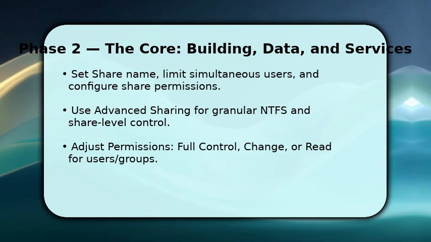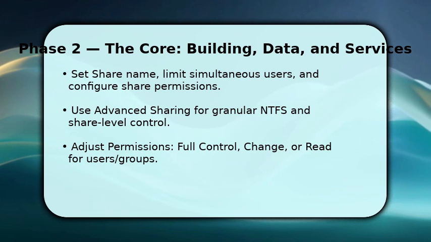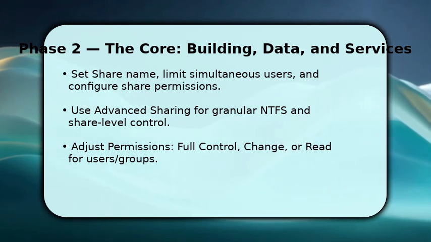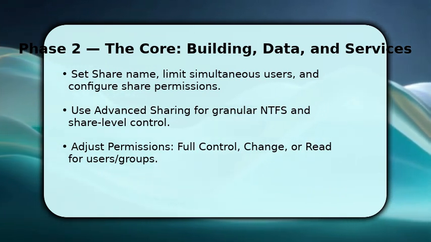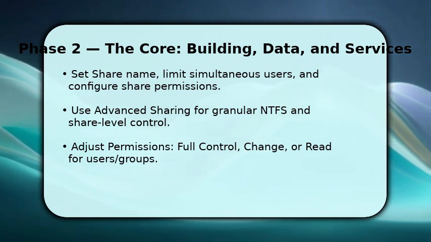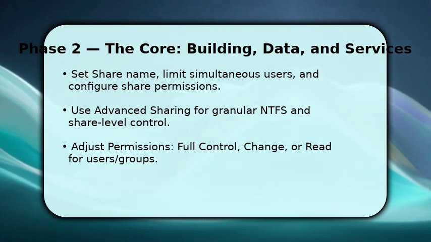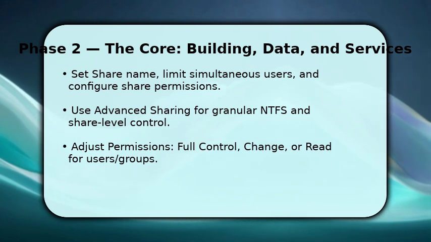Next, click Permissions to assign full control, change, or read to specific users or groups. Then verify NTFS permissions on the Security tab so both share and file system rights align. You do this because mismatched permissions cause access failures. Keep permissions minimal for security and document any changes you make.